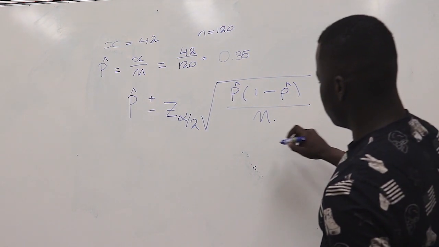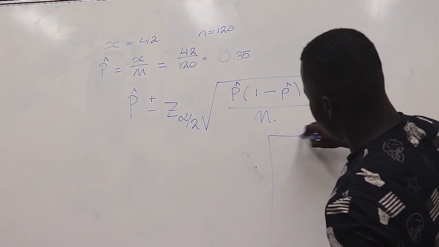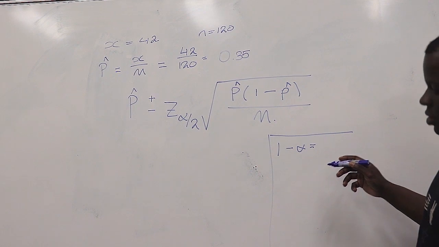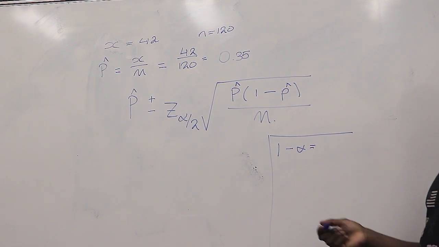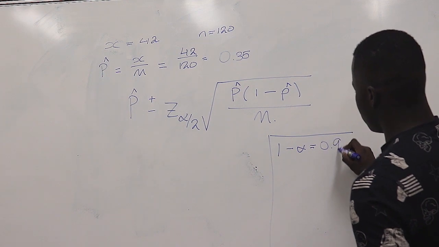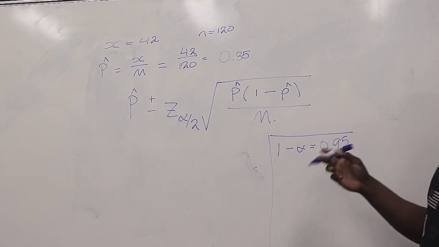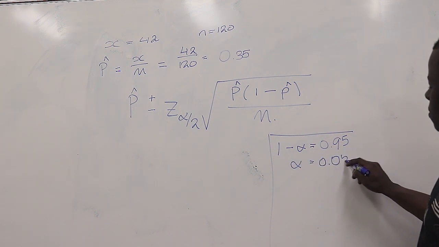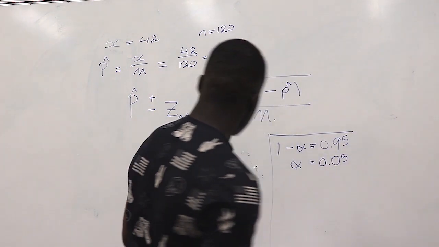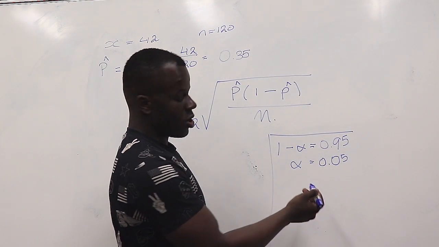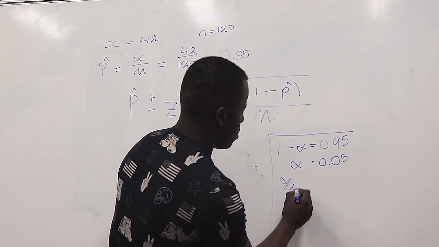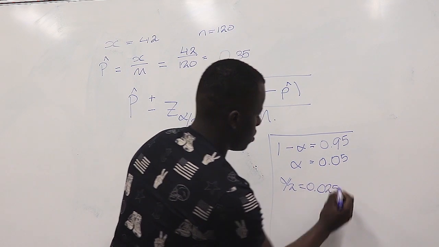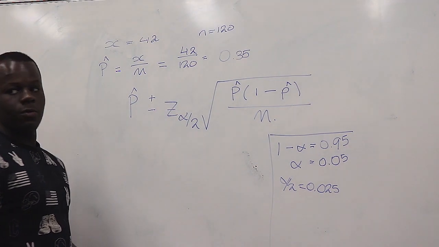What I like to do is, on the side of the question paper, write 1 minus alpha, which is the confidence interval they wanted, and change it from a percentage to a decimal, so it's 0.95. That means our alpha value is 0.05. Then we want an alpha over 2 value, so we halve this, and that equals 0.025. Now we have everything we need for the formula.